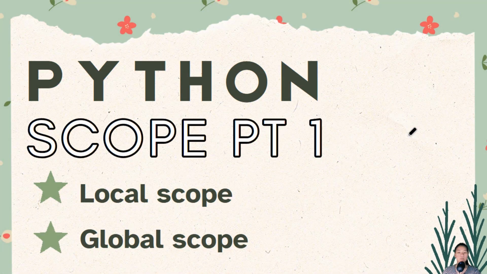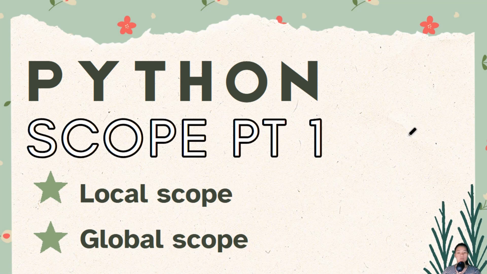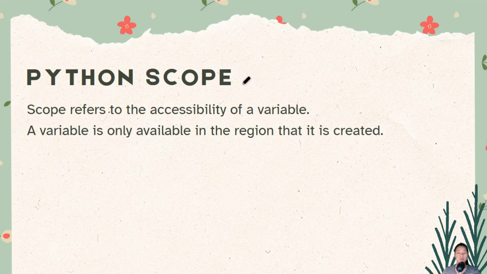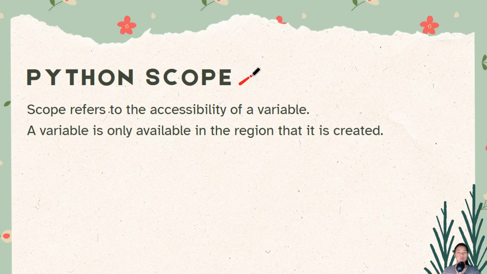Today's lesson is about scope part 1. In part 1, we'll be taking a look at local scope, what it is, how you can use it, as well as global scope. Okay? First part, what is scope? What do I mean when I say scope?